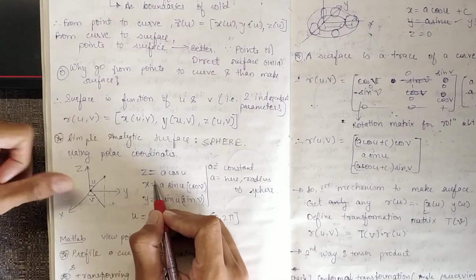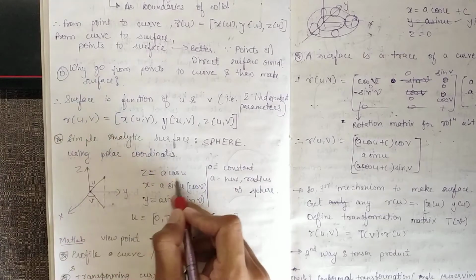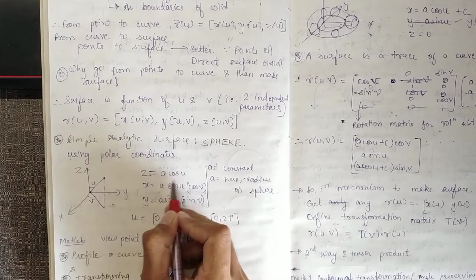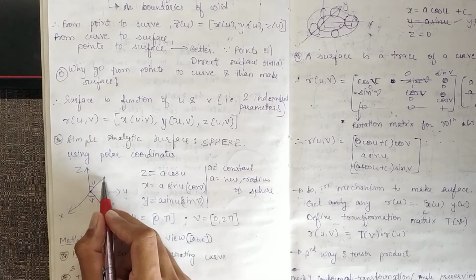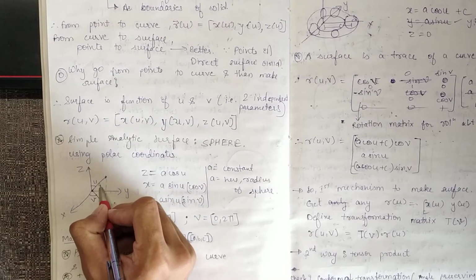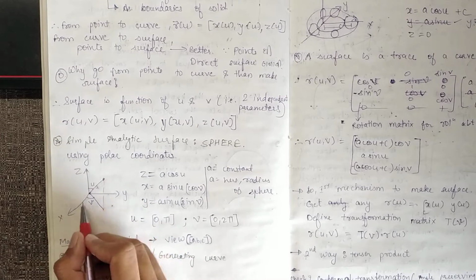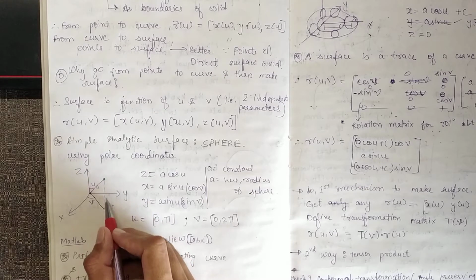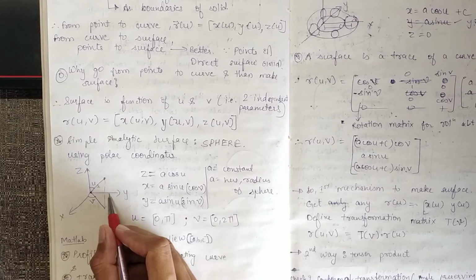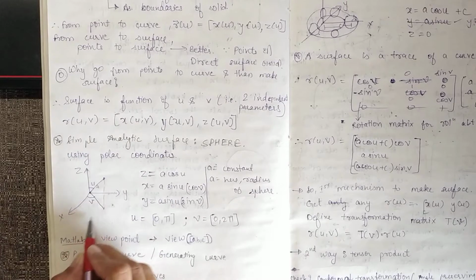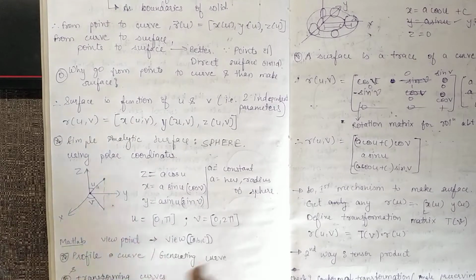So we know using polar coordinates, we write the z coordinate as a cos u, x coordinate as a sin u cos v, where a is the radius, and y coordinate is a sin u sin v, right? And then u varies from 0 to pi, v varies from 0 to 2 pi.